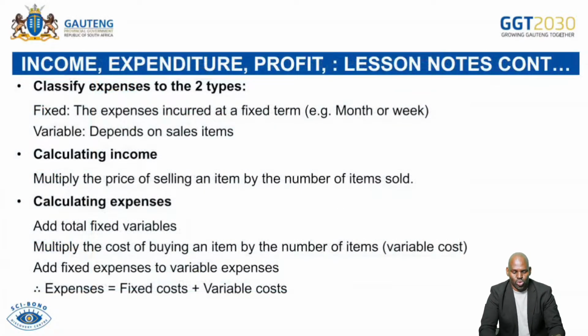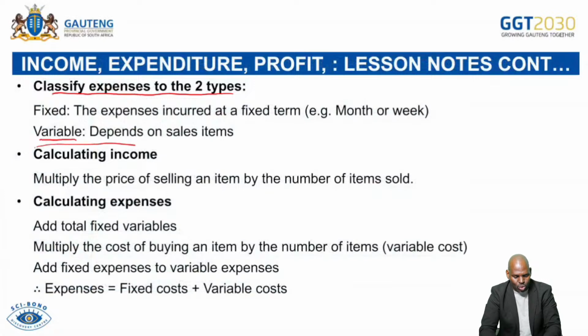Okay, just to clarify what we have just discussed. In this case, expenses are classified into two types. Fixed, which are the expenses incurred at a fixed term. And then we also have variable, that depends on sales items.